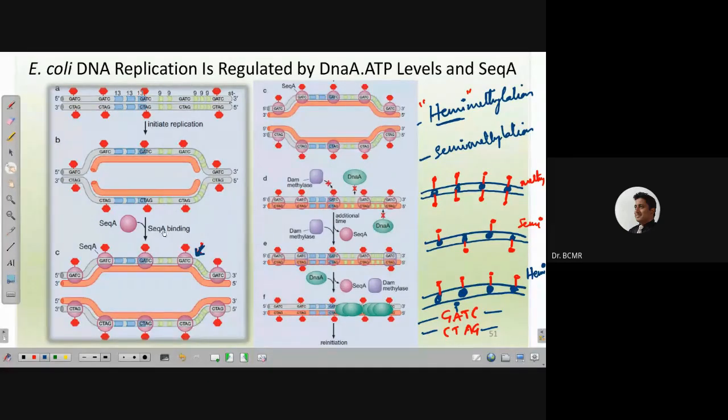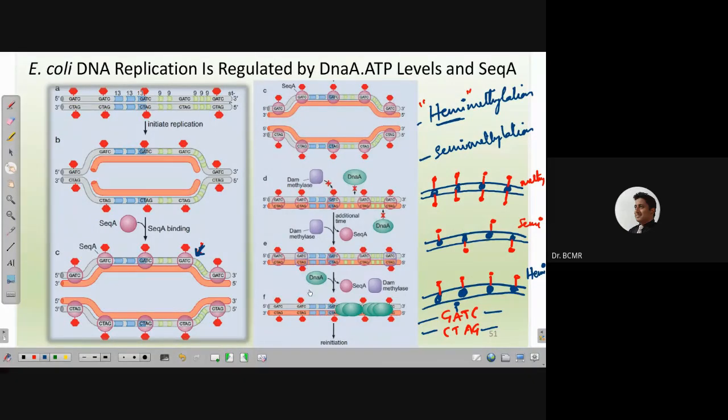Okay, so I hope you understood this part of it. So Dam methylase, SeqA binds and then will delay the methylation of the second strand. If the second strand is also methylated, SeqA does not bind. SeqA binds only to the hemimethylated GATC sequences. So often what may happen is SeqA might dissociate. And when SeqA dissociates, then Dam methylase may have an opportunity to methylate the new strand as well, something like this. Okay? And when that happens, SeqA cannot bind here any longer.